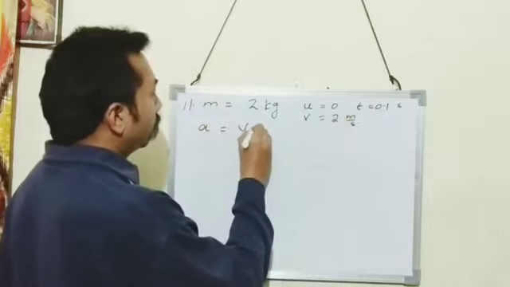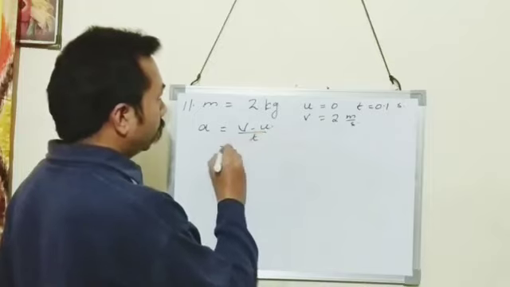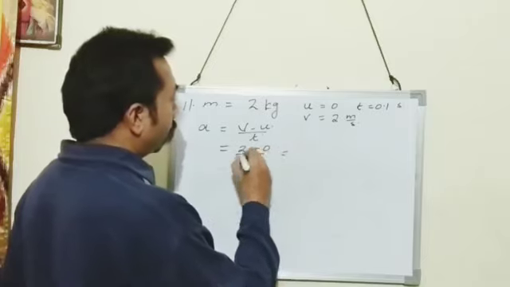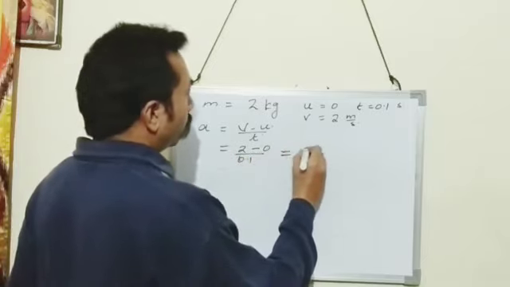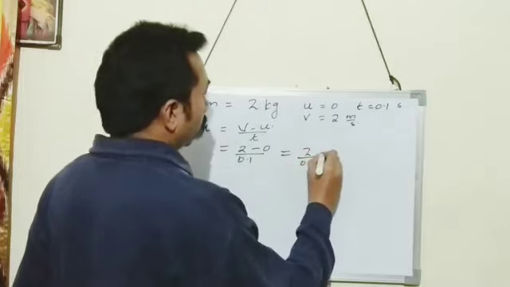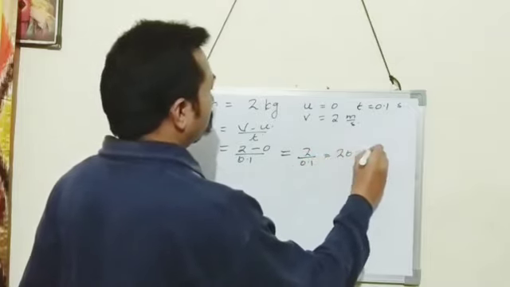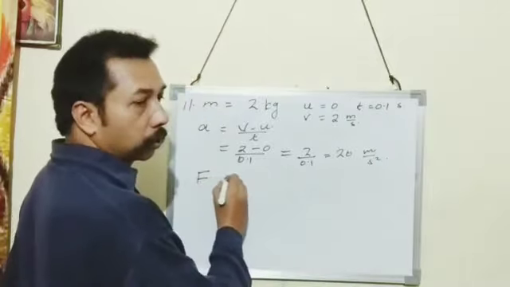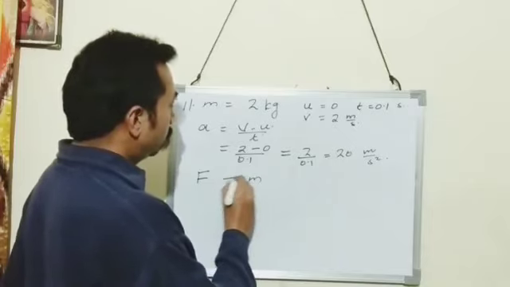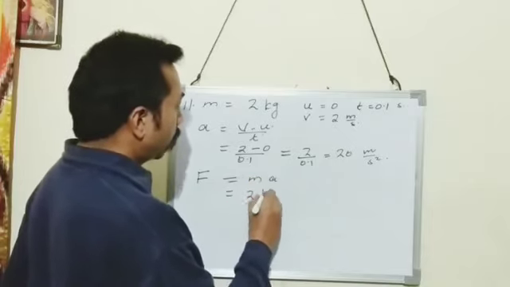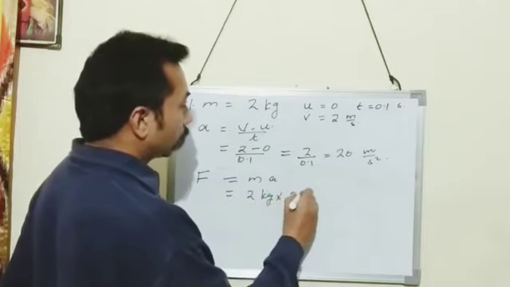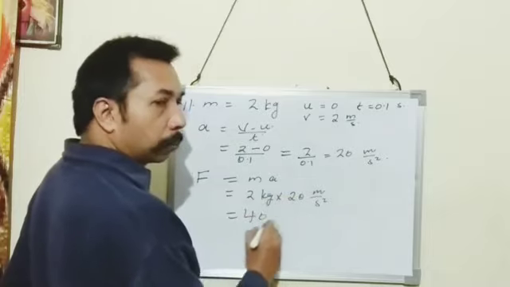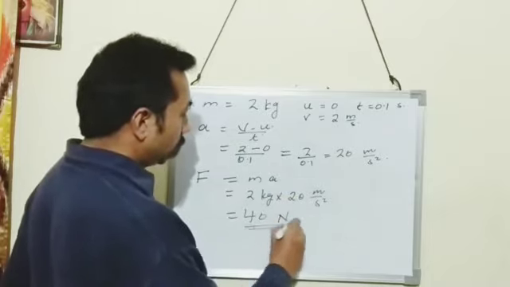First of all, we find the acceleration. Acceleration is equal to v minus u upon t. v is 2, u is 0, and time is 0.1. 2 upon 0.1 is equal to 20 meter per second square. This is the acceleration produced. Now we have to find the magnitude of force. Force F is equal to m into a. Mass is 2 kilogram and the acceleration is 20 meter per second square. 20 into 2 is equal to 40. Kilogram meter per second square is called Newton. 40 Newton. This is the answer.